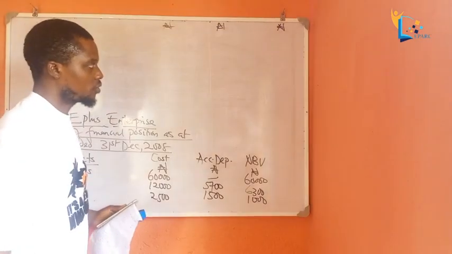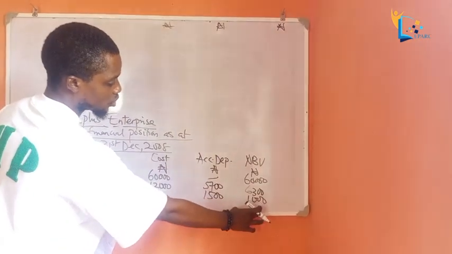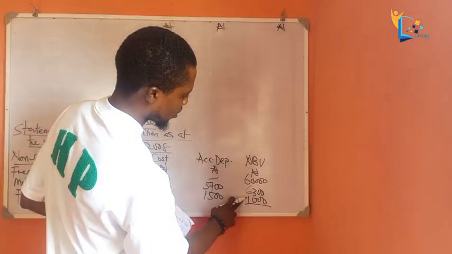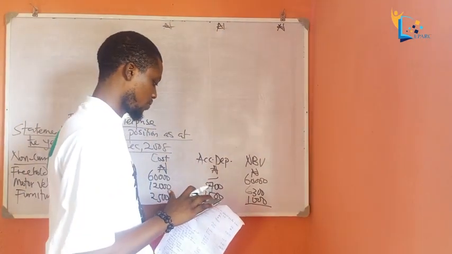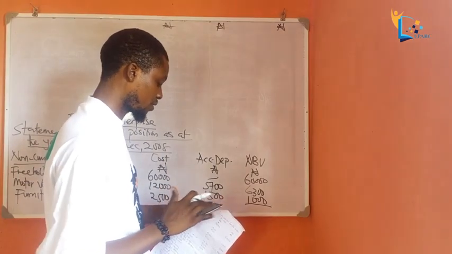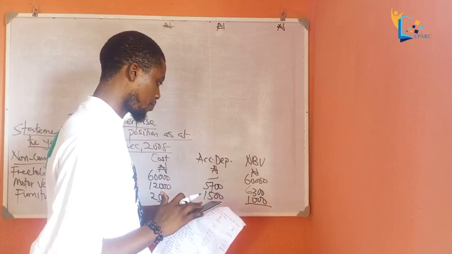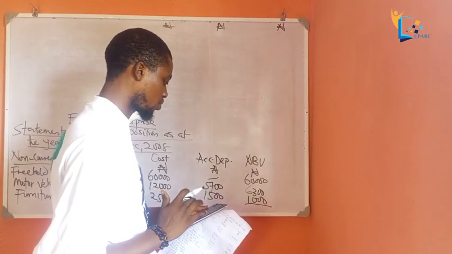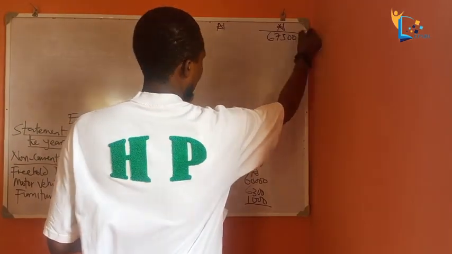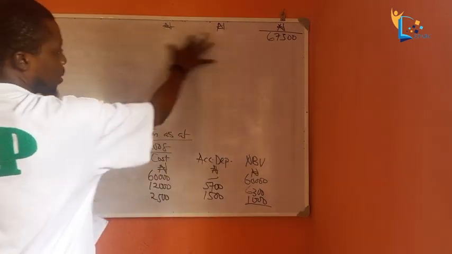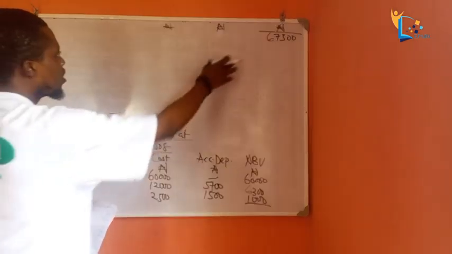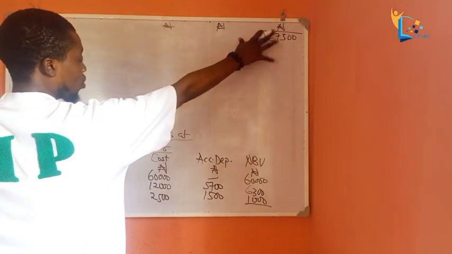Are we together? Okay, so we'll have to add this together to give us our total. When we add 60,000 plus 6,300, sorry, 63,000, then plus 1,000, that will give us 67,300, okay? So I am using these parts. When I finish with these parts, maybe I'll turn over to the other side. So that's for our non-current asset.